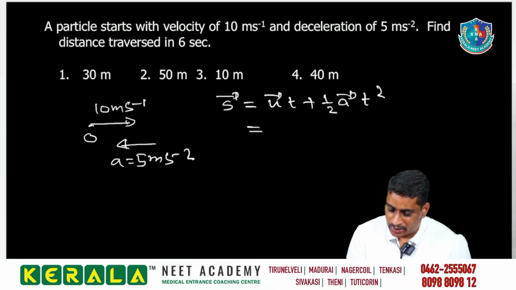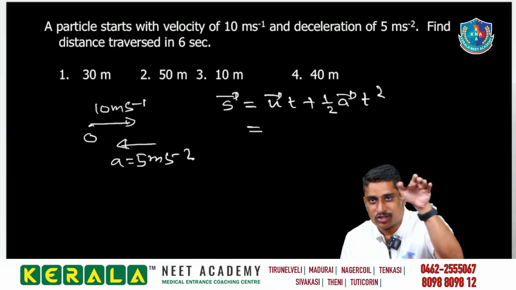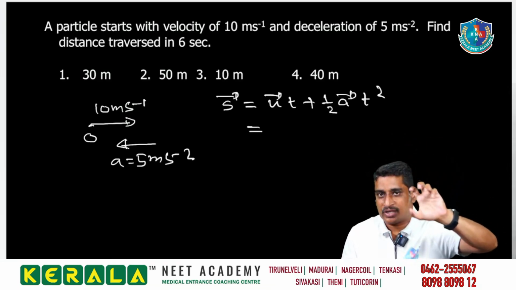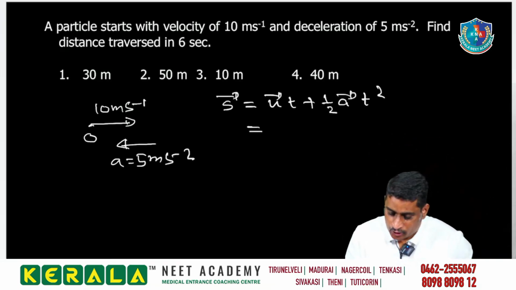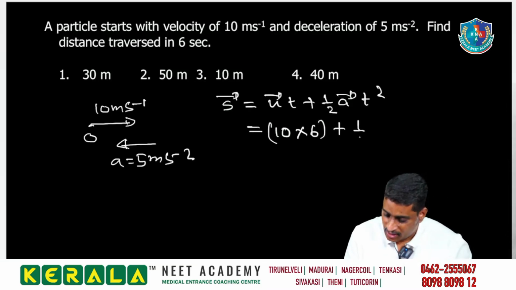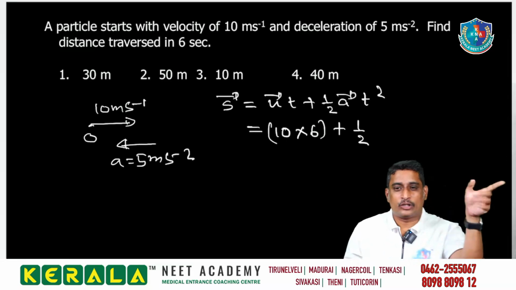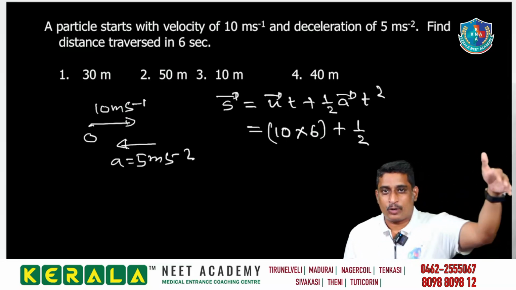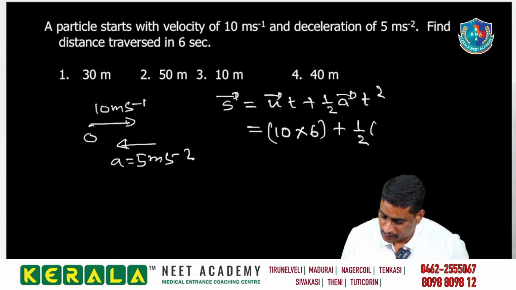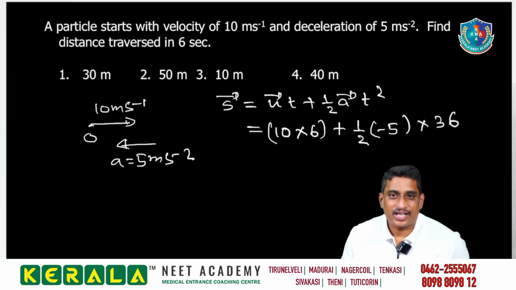U bar value we can define as positive, means positive x-axis we are defining as positive, and the negative x-axis we can define as negative. So u bar is positive 10 into time is given 6 seconds, 6 seconds we are calculating this, plus half into, acceleration is along negative x-axis. As we have defined positive x-axis as positive, this will automatically become negative, minus 5 into t square, nothing but 36.